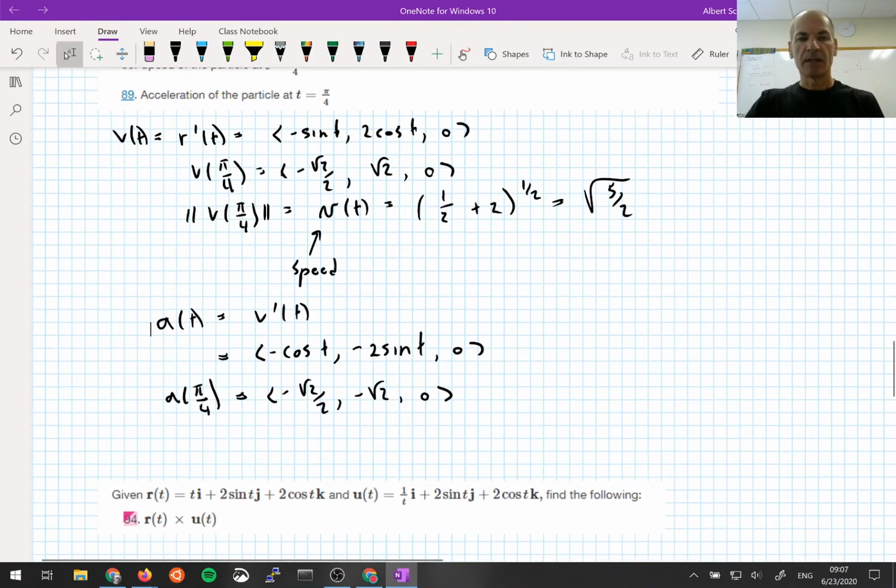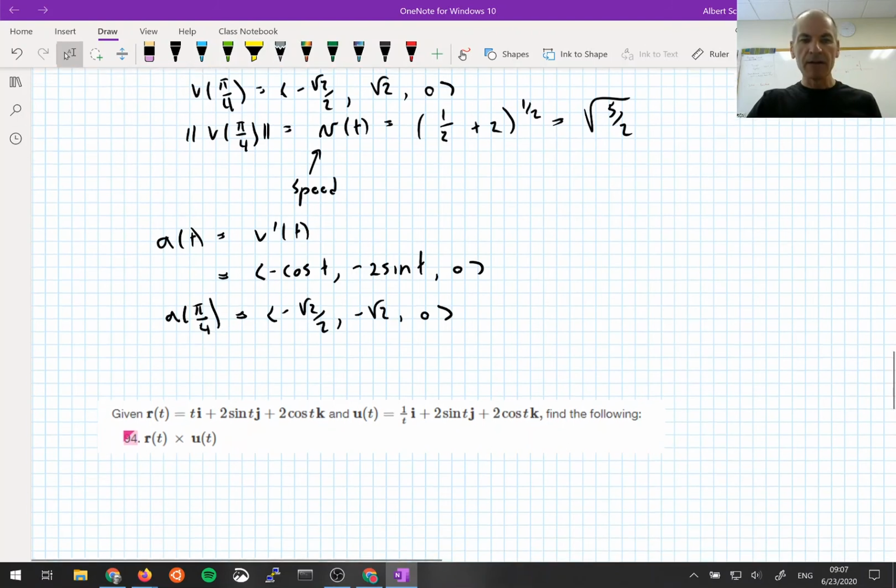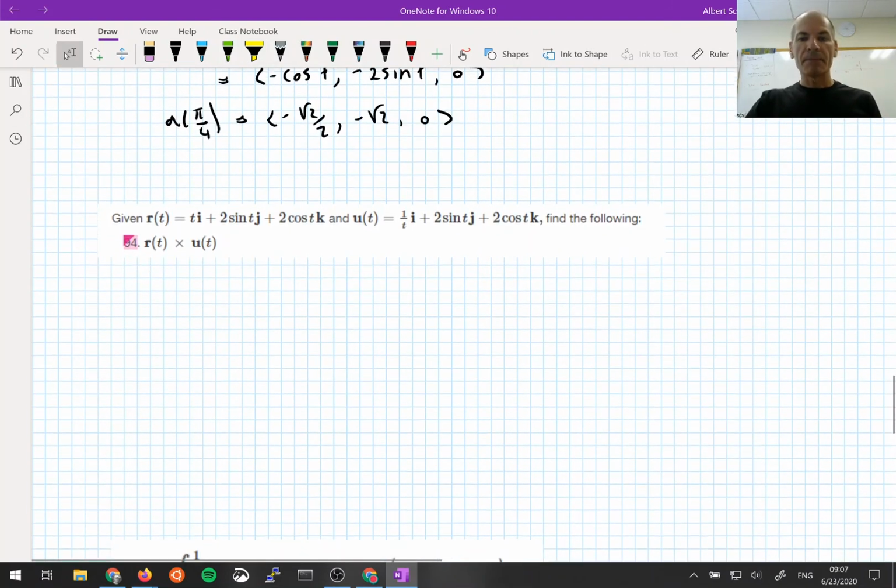All right. Let me check my notes here and see if I wanted to do anything with GeoGebra on that. I think I don't, so let's keep going. Again, problem 94 is more just about keeping track of the notation. Given these two space curves, can you find R cross U? Just a bit of a review.